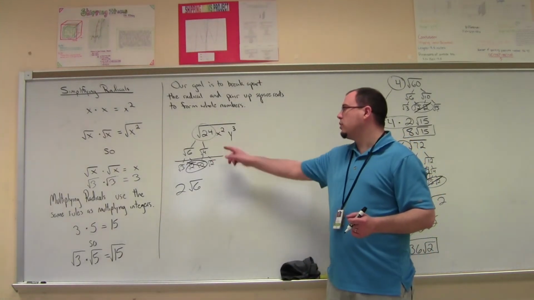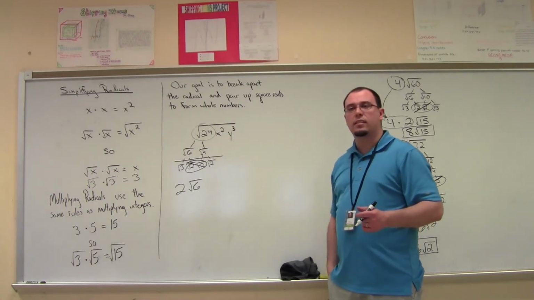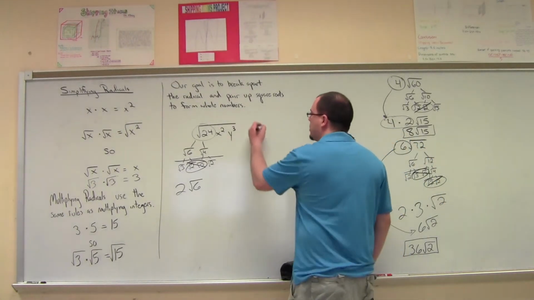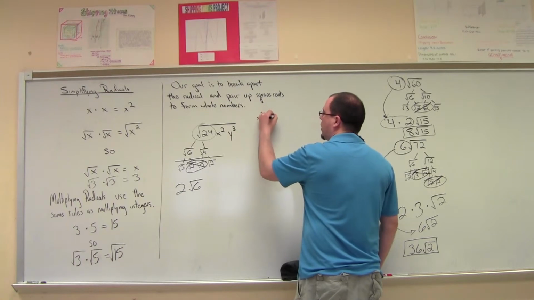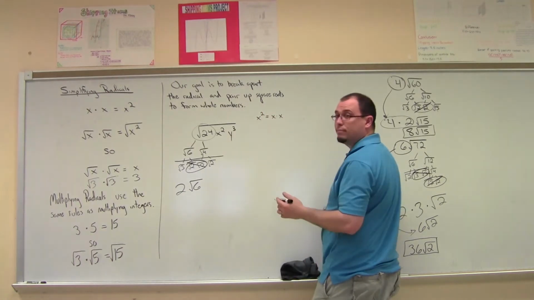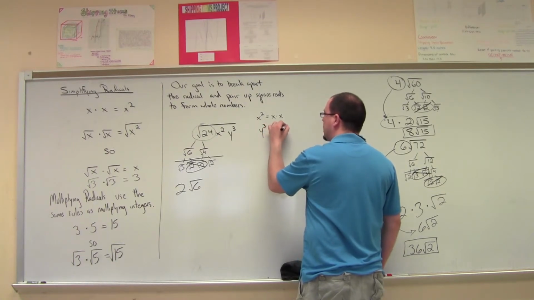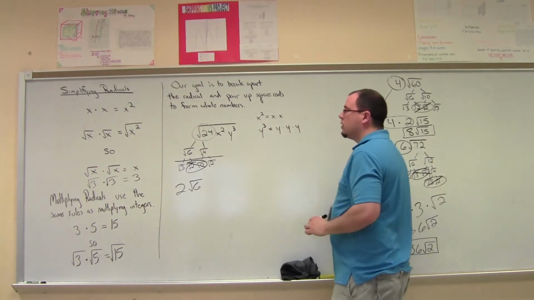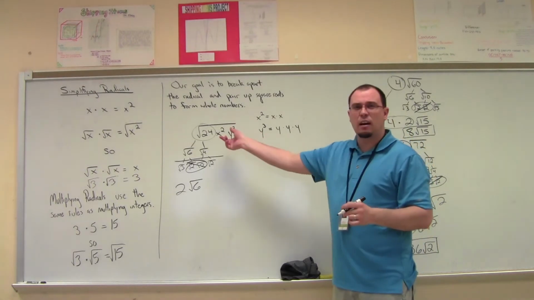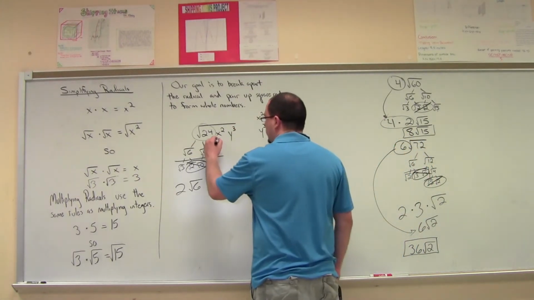Now what I want you to do is focus on the x's and the y's, and I want you to think about what we know about exponents. X squared, another way of writing that would be x times x, right? And y to the 3rd would be like writing y times y times y. You don't need to write it out like this every time, but it's a nice visual to help you out.